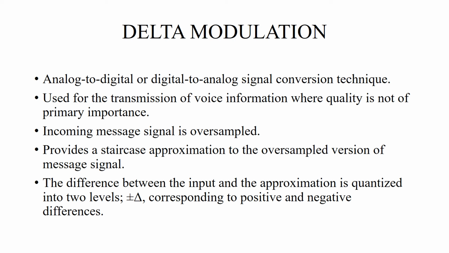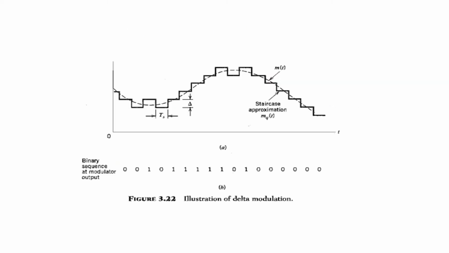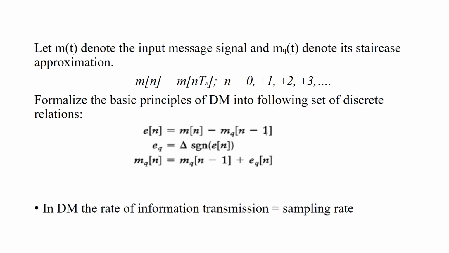If the approximation lies below the signal at the sampling epoch, then it is increased by delta, and if it lies above the signal, then it is diminished by delta. And this is an illustration of the staircase approximation. So now let M denote the input message signal and MQ of t denote its staircase approximation. So we have a sampling equation. M of n is equal to M of nTs, where n is equal to 0, plus or minus 1, plus or minus 2, plus or minus 3.